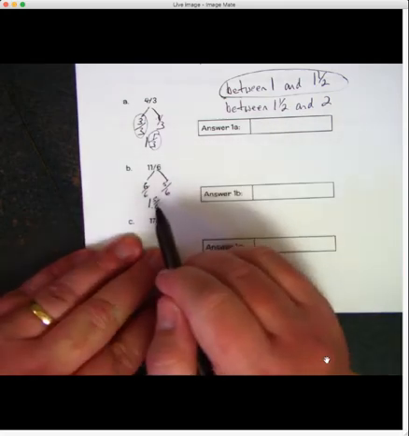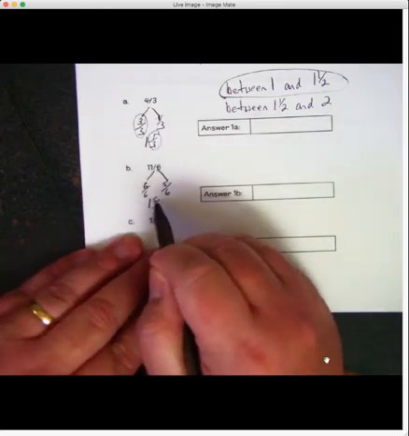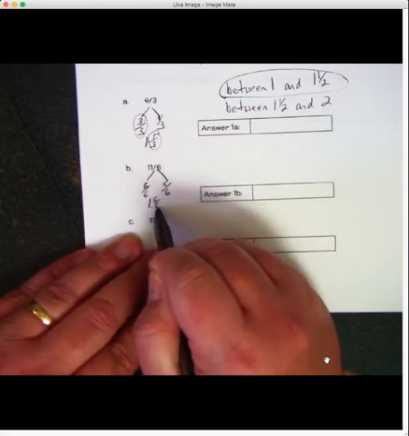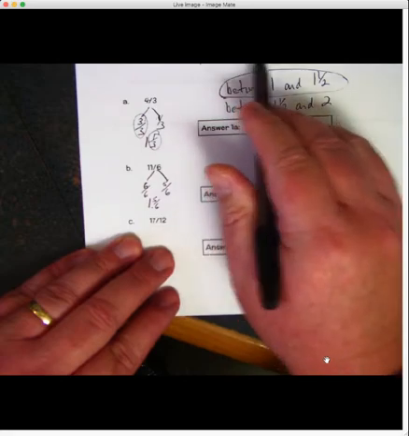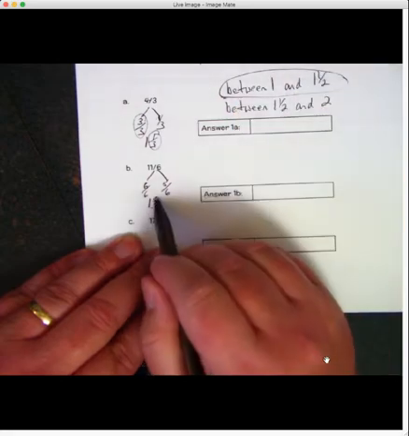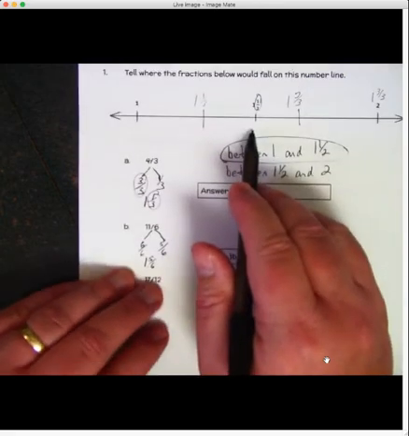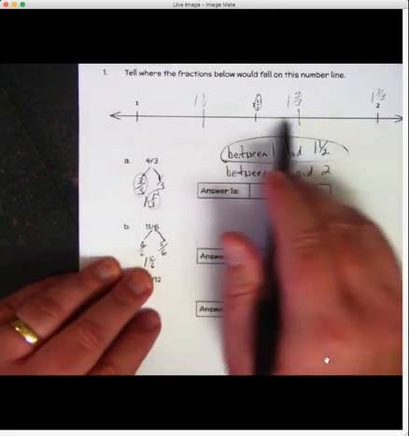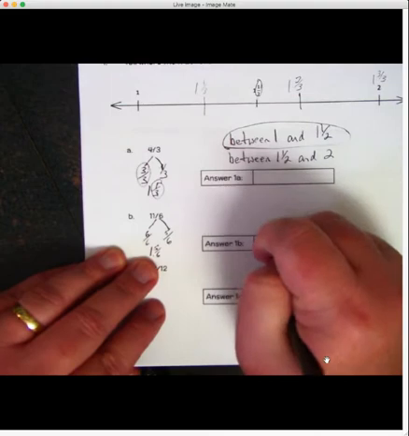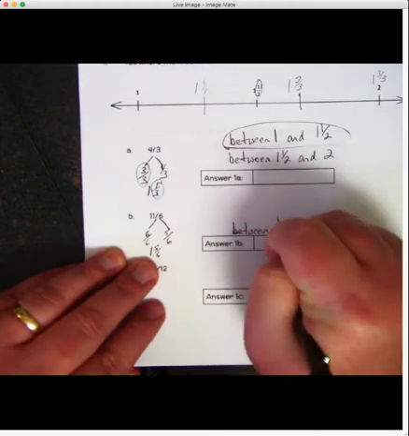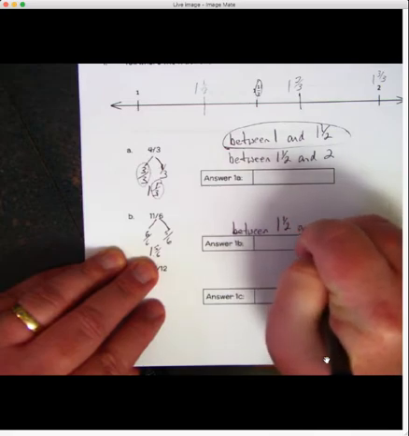Well, I hope since we did this yesterday, you're looking at this and you're already saying, Mr. Helton, 5 is more than half of 6. So it's going to come between 1 and 1/2 and 2. Because if it was 3/6, it would be right at 1 and 1/2. But it's more than 3/6, so it's going to be over here somewhere. So the answer to this one is going to be between 1 and 1/2 and 2.